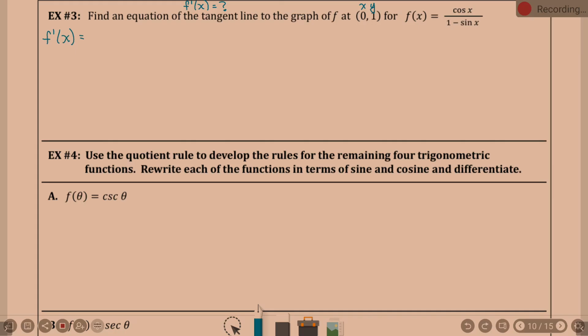Is this too much? Hey, I'm looking at the clock and realizing we might not get through it after all. Yeah.